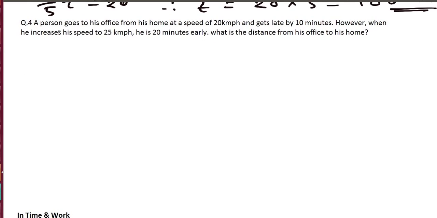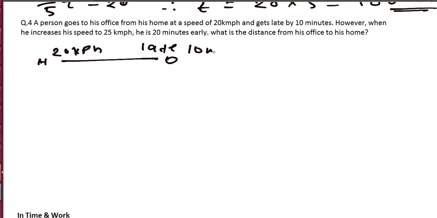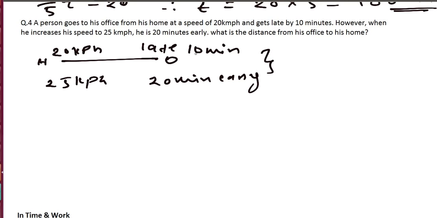Next question. A person goes to his office from his home at a speed of 20 km per hour and gets late by 10 minutes. Here is his home and here is his office. When he travels at 20 km per hour, he is 10 minutes late. Now when he increases his speed to 25 km per hour, he is 20 minutes early. So the difference between the times of reaching is 30 minutes.